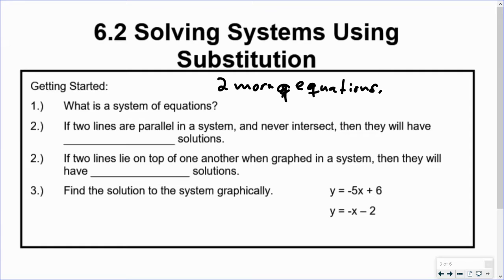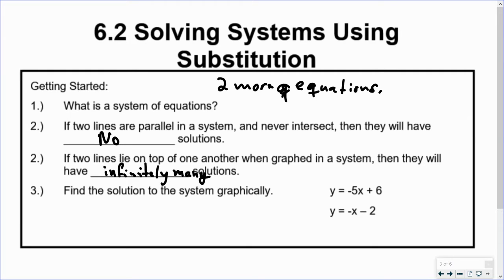All right, now two lines that are parallel in a system and never intersect are said to have no solutions. Okay, so they are parallel, but they never ever touch, so they have no solution. And two lines that lie on top of one another, when graphed on a system, have infinitely many solutions. They lie on top of each other.